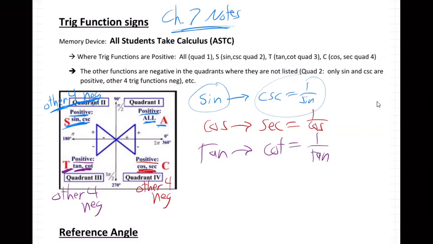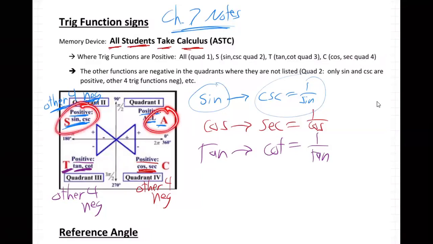So that's an easy way to help you remember which trig functions are positive and, by comparison, negative in which quadrants. It's a very easy memory device. All students take calculus. Just remember that. All are positive in the first quadrant.